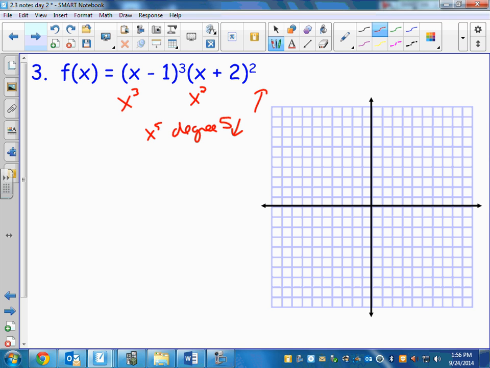Zeros. If I solve this, that's going to be a 0 at 1. If I solve this, that's going to be a 0 at -2. That's what you were supposed to do on your homework last night.